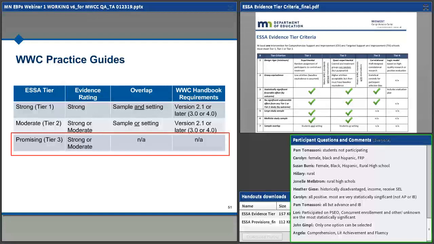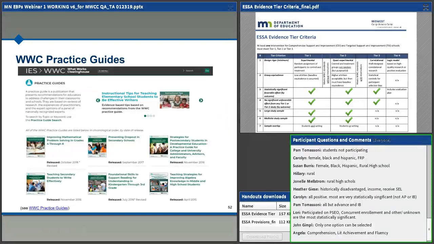What's important here is that strong or moderate evidence is the only thing you need to find to know that a practice is meeting Tier 3. When you do go into the practice guide landing page from the What Works Clearinghouse homepage, you can just go into the menu of the What Works Clearinghouse and you can very easily find these practice guides.